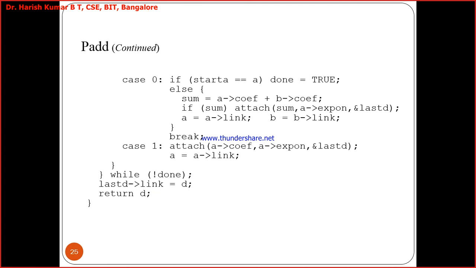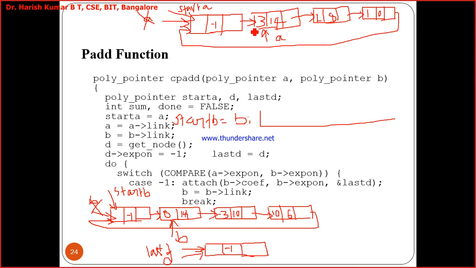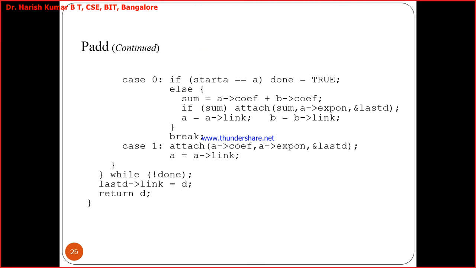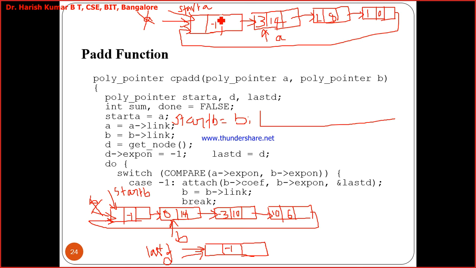Where it comes to case 0 here. Now what you are checking here: if start A is equal to A, done is equal to true. So I am checking whether I am done with all the terms of my polynomial A. If start A is equal to A, now where is start A? Start A is pointing to this node, and A is pointing to this node. Start A address is different and A address is different. They are not same. Correct, right?